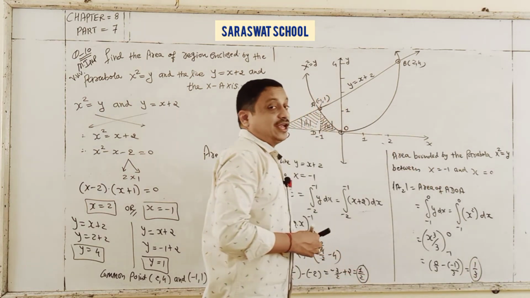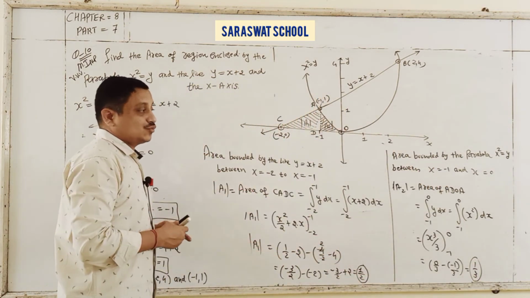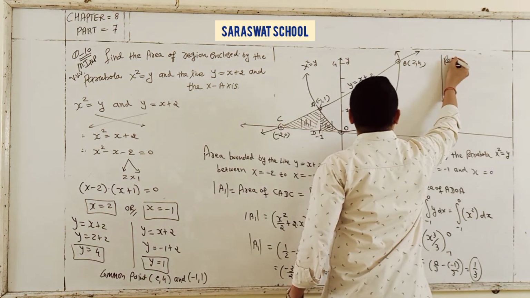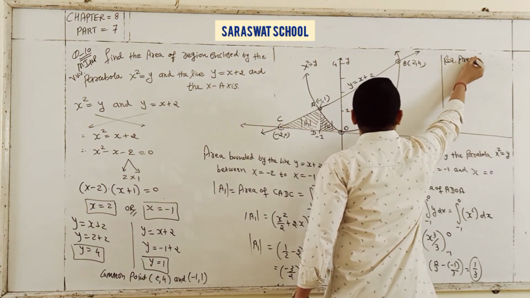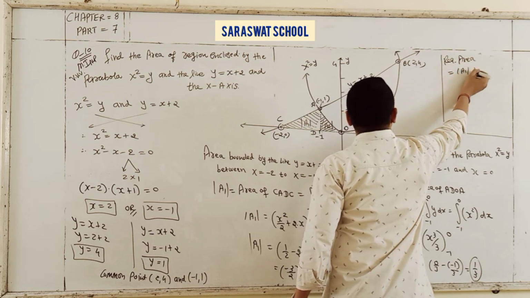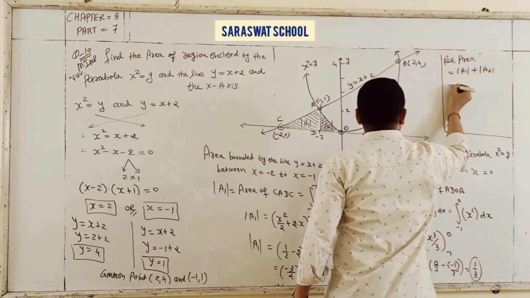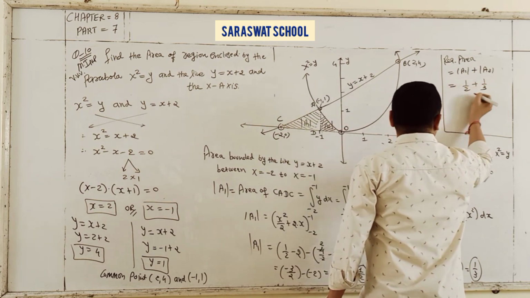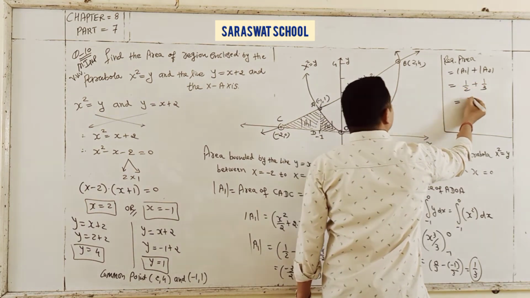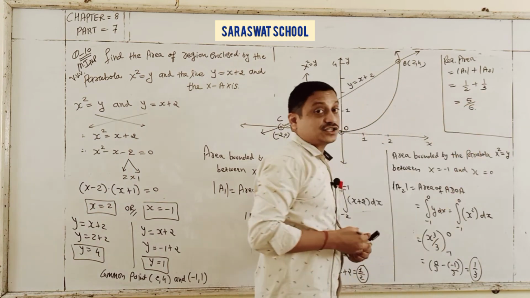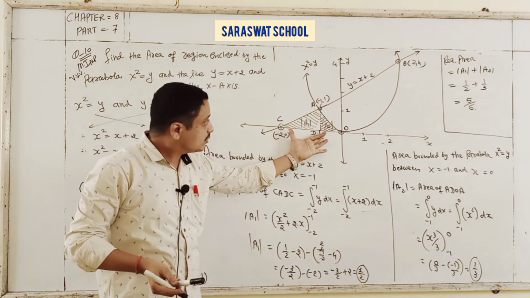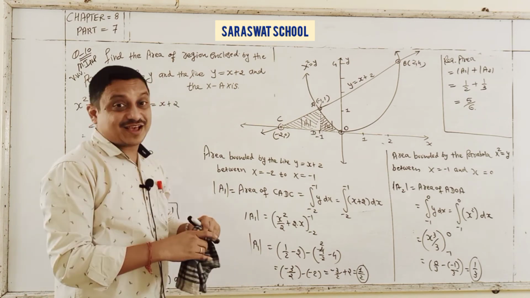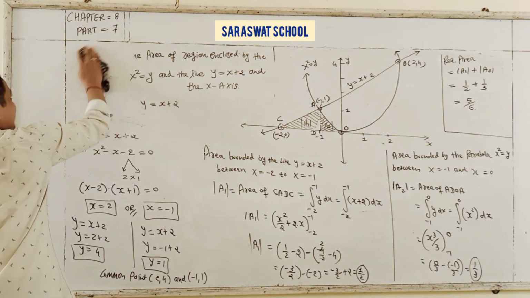And now A1 and A2 both added, so write down here the final answer: required area is A1 plus A2. A1, students, you know is half, and A2 is 1 by 3, it is 3 plus 2, 5 by 6. That's the final answer for this particular two regions. Let me check my answer. Yes, absolutely true. Question number 11.